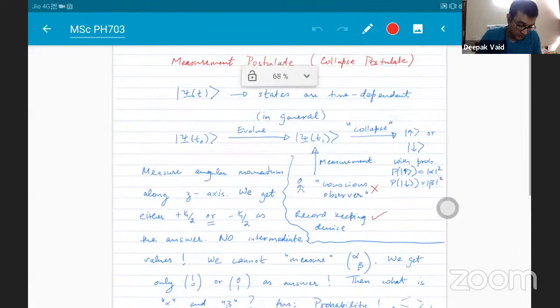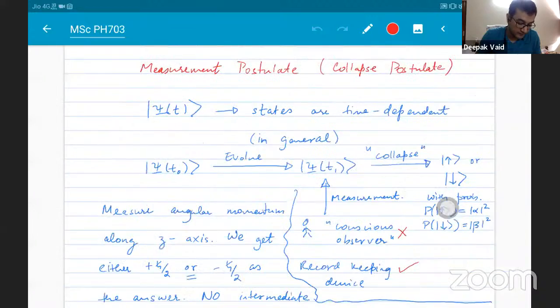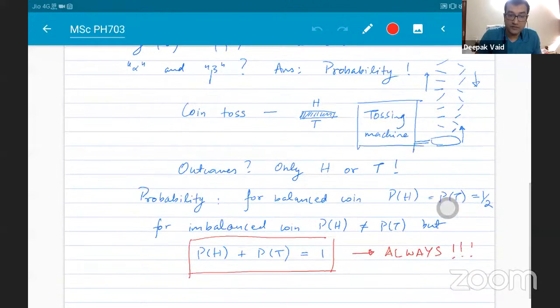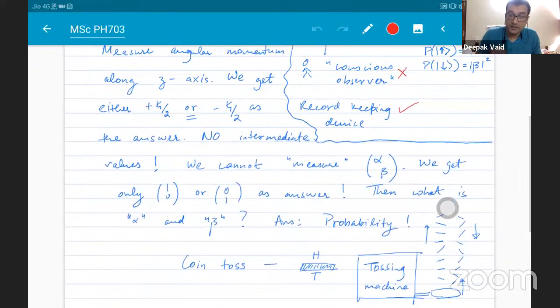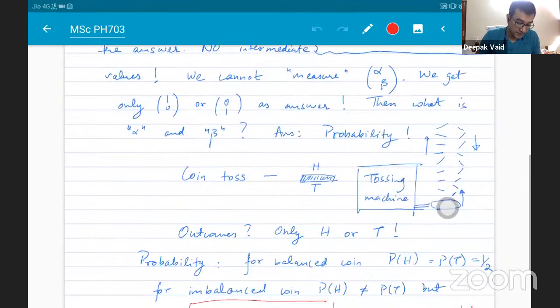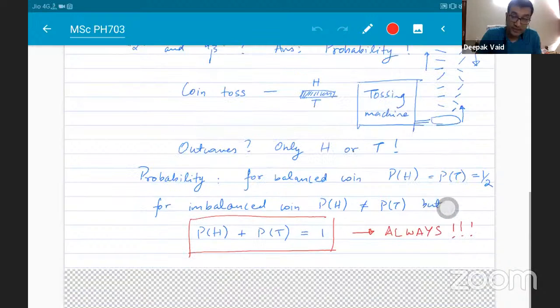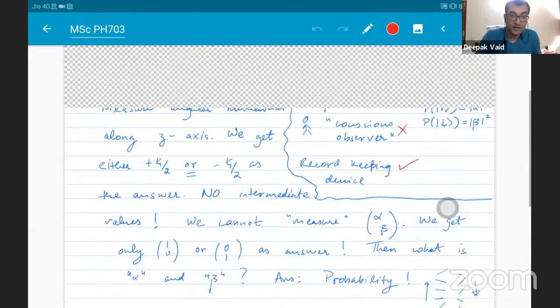Then I talked about what these coefficients mean. What do they tell us? The answer is that they give us the probability of measurement of either one of the states. If instead of an electron you think of a coin, and you toss it, there are two sides, heads and tails, and you can get either heads or tails. But the probability for both of these always has to add up to 1, right?